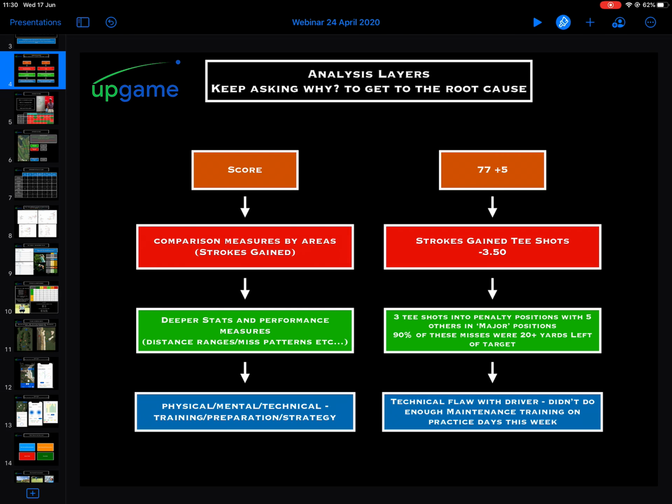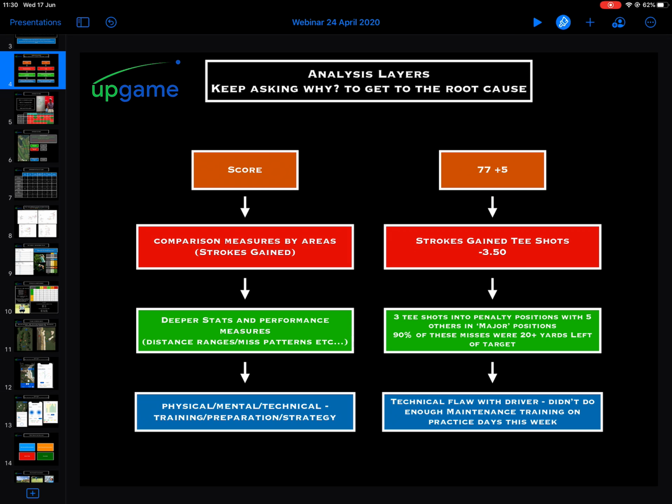So in our example on the right, the player shot 5 over. This is then broken down into tee shots, approach play, short game and putting. And we see that the player lost 3.5 of those 5 strokes on the tee shots. This gives us a decent start in that we know, okay, that we've not driven the ball very well from the tee, but it isn't telling us why that number is what it is. And if we're going to improve it, we need to know why that is.